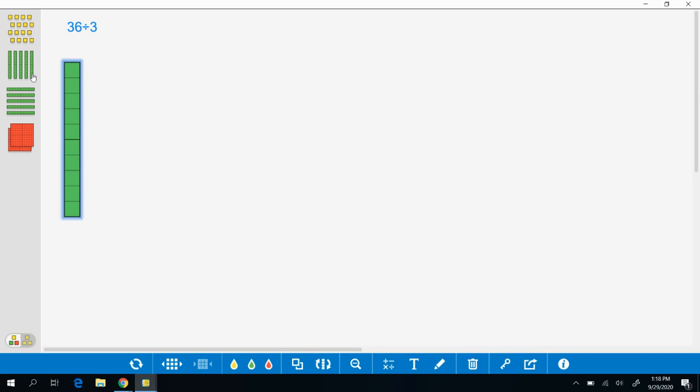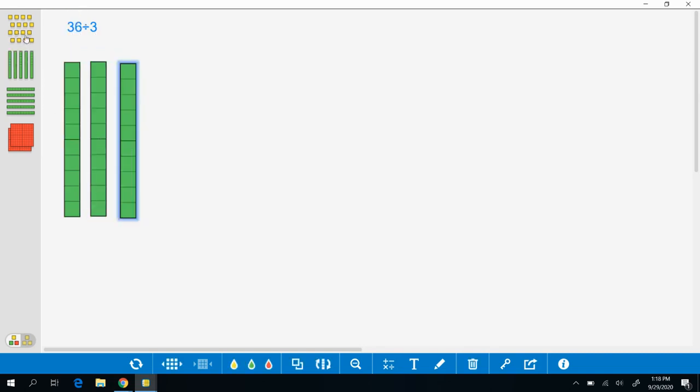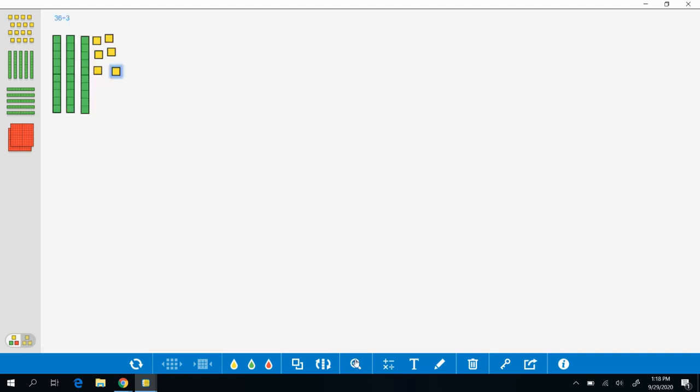So I have 10, 20, 30, 31, 32, 33, 34, 35, 36. And we have 36 divided by 3. I'm going to zoom out so I have lots of workspace again. And last time we separated, we drew out 3 groups down here. So I'm going to do that as well.